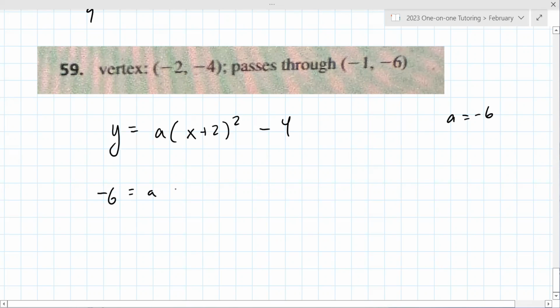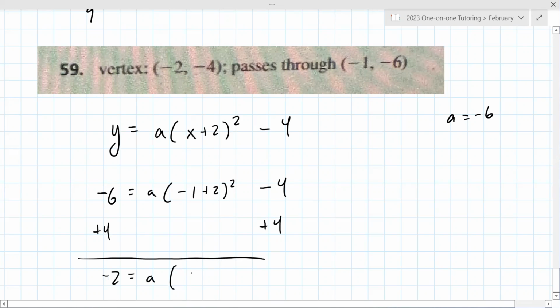Okay, so I heard negative 6 is your a value. Is that right? Yes. Okay, so we got y equals a times x plus 2 squared minus 4. And then negative 6 equals a times negative 1 plus 2 squared minus 4. So the first thing you do is you add 4 to both sides. Should get negative 2.